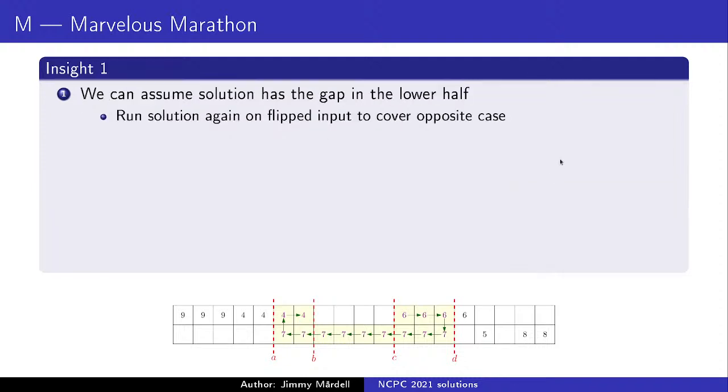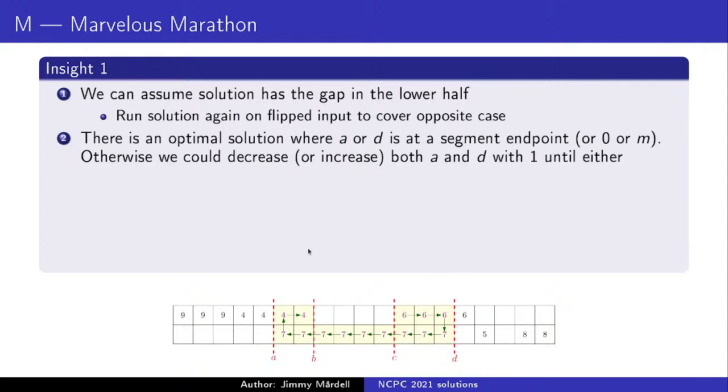Okay, so then there are some insights that we want to make. First, we can assume that the solution has the gap in the lower half, as opposed to this picture, which has the gap in the upper half. We can assume that because if we have a solution which solves that case, we can just flip the top and the bottom row of this grid to cover the other case. So we can assume that the gap is going to be in the lower half. Actually, let's assume that it's in the upper half because that's what it is in the picture.